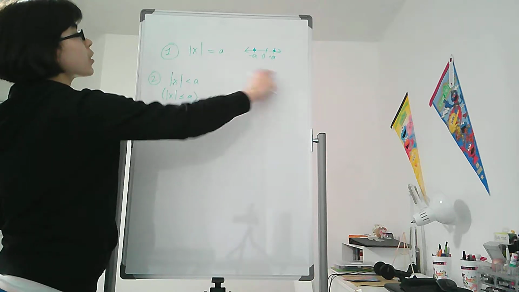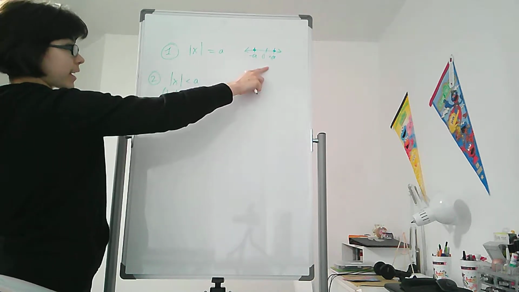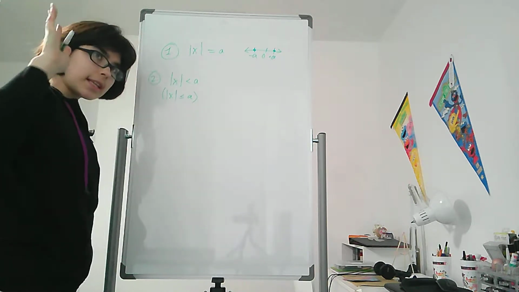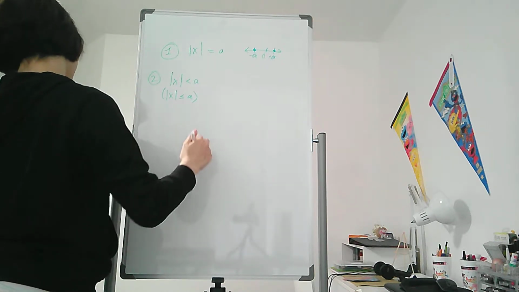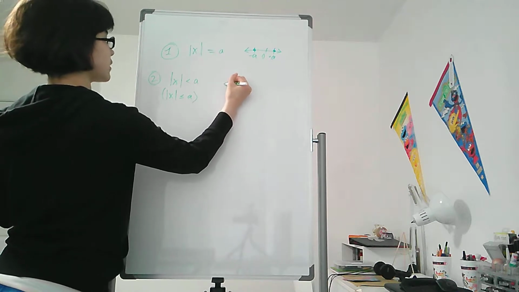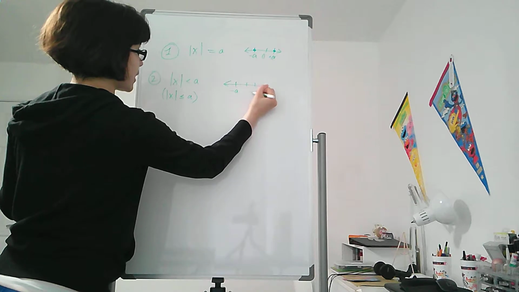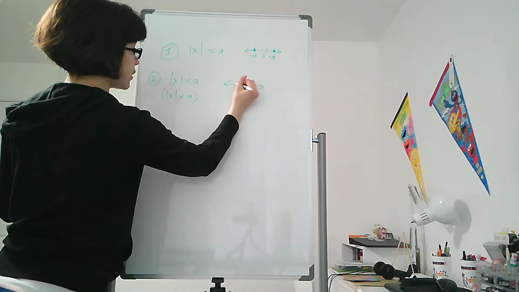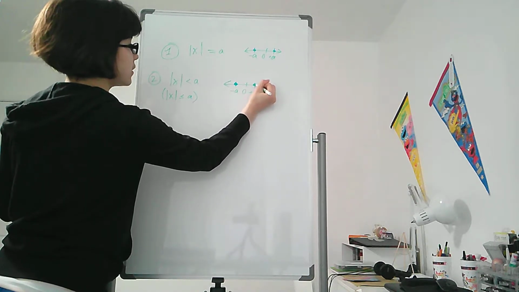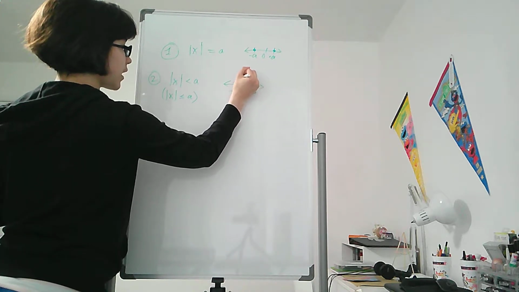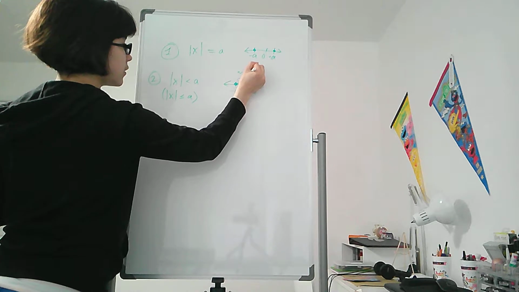Part draws on this recap right here. Okay, so the key is x is going to be less than a units from 0. So your solution is going to look like this. You're going to have negative a and positive a again, but your solution is going to encompass all the things in the middle. Okay, so the middle area.